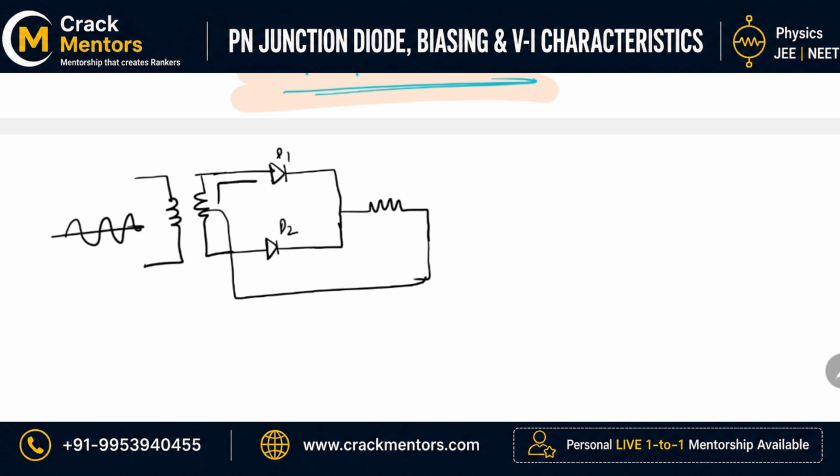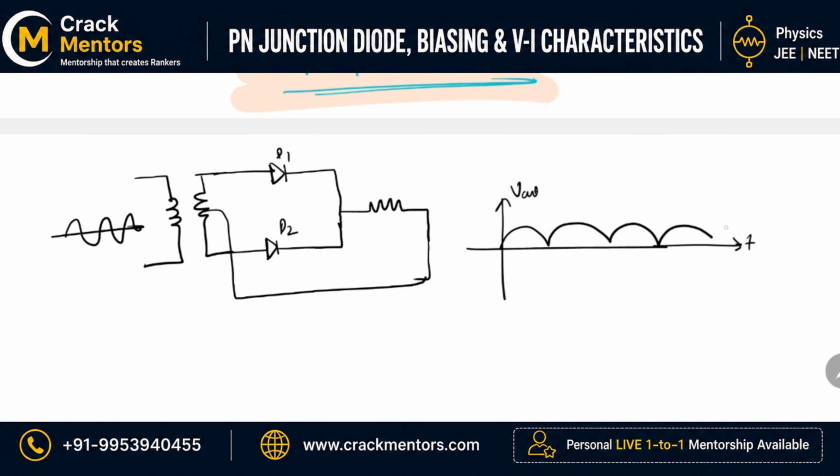First, the current will pass through here and complete the circuit, and for the next moment the current will pass through here and complete the circuit. I got it. But what is the output here? The output is something like this, which is not good at all. So scientists found a good way around this.